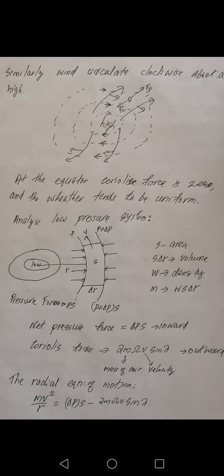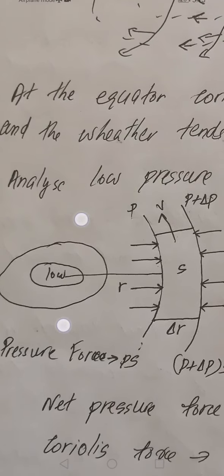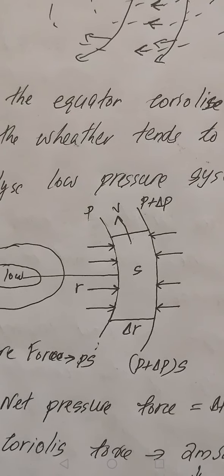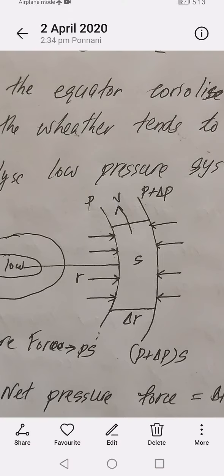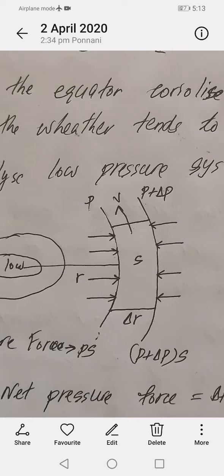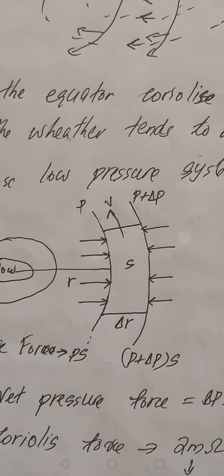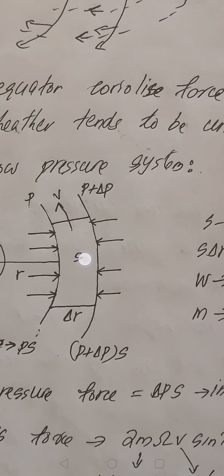Now let us analyze the low pressure system. For that, this is the low pressure, and I plotted it like this. This is the radius r, and this line is pressure P, and the small change P plus dP is this one. So here is low pressure, this is high pressure. The directions of wind are shown inward.